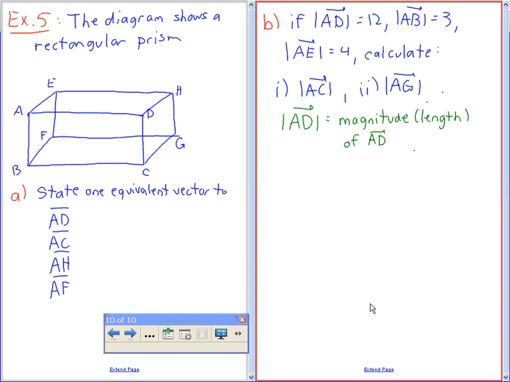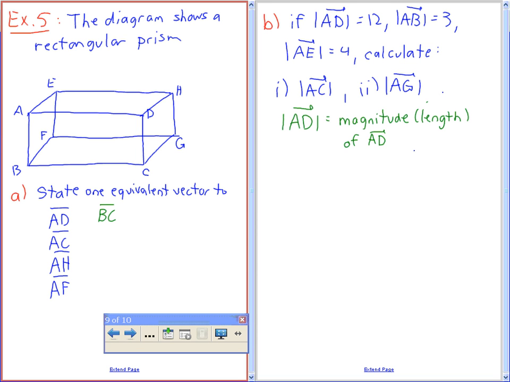Okay, what's equivalent to AD, please? Anyone? BC works, anything else? I have BC, I have FG, and I have EH. That's what I need. It says state one, but I'm going to state them all because everyone will have different answers. What's equivalent to AC? EG is the only one. AH along the top, what's equivalent to AH? DG. And AF, DG.